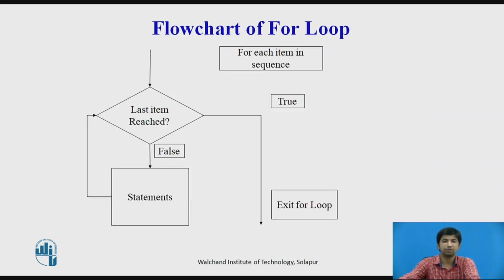Now this is the flowchart for the for loop. Last item reached? If it is true, exit the for loop. If it is false, execute the statements in the for loop. This is the flowchart.